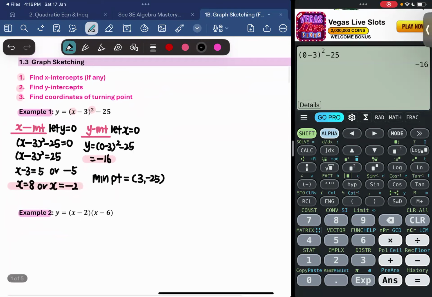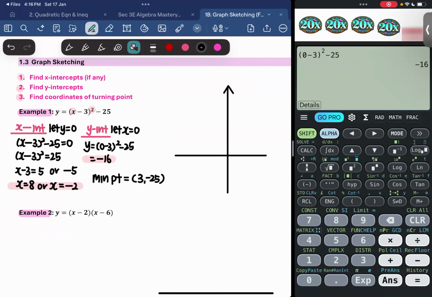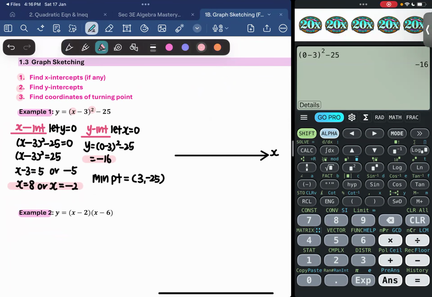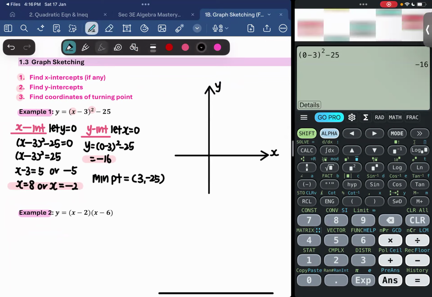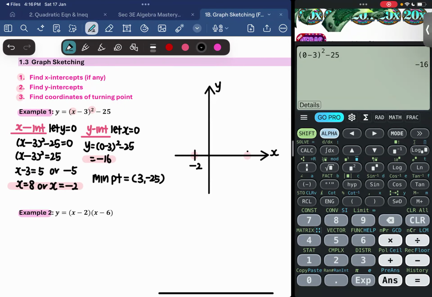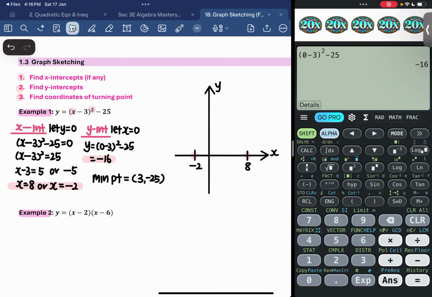Now we're going to start to sketch. Draw out your x and y axis. Always remember, label first, then you start. I will always start by labeling my x-intercepts. My x-intercepts are negative 2 and 8. It looks something like this. So you put to scale. This is negative 2 and this is 8. Make sure it's about there. Some of you just happily draw, yay, symmetrical. No, you must make sure that the values are about to scale.